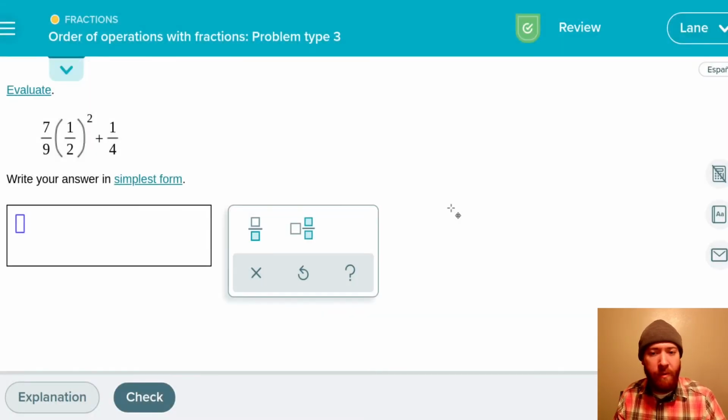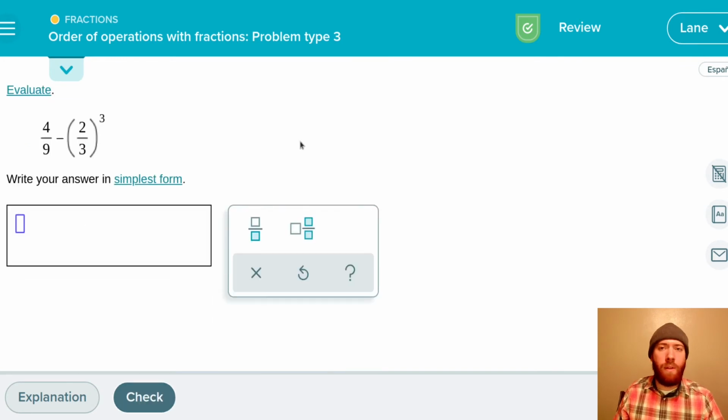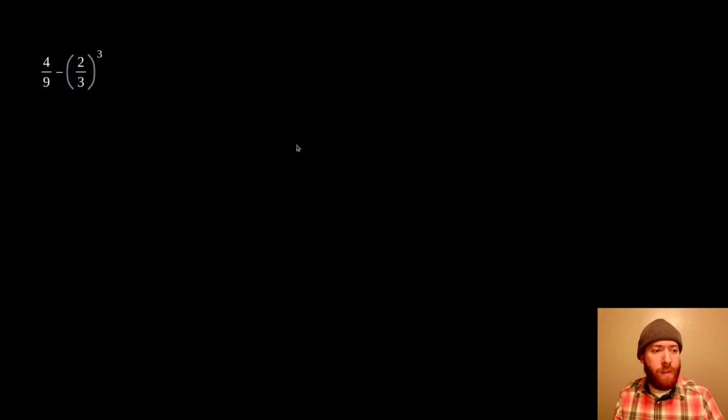So let's go back over to Alex and put that in. Awesome, we got it right. Let's do another one. Okay, this one says 4/9 minus (2/3) to the power 3. So let's go over to the blackboard and work that out.